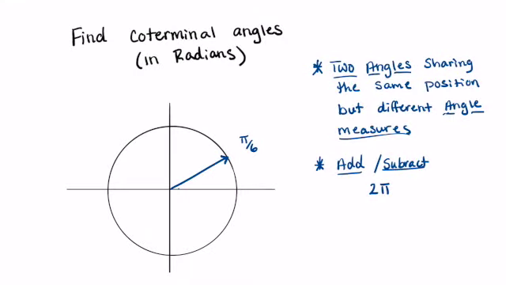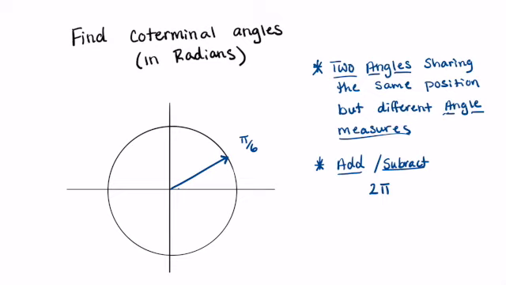All right, everybody. In this video, we're going to look at finding coterminal angles that are in radians. If you've checked out the video where I talked about finding coterminal angles in degrees, again, coterminal angles are just two angles that share the same position, but have different angle measures. Now we're looking at them within radians.